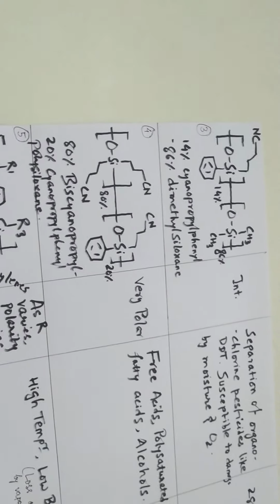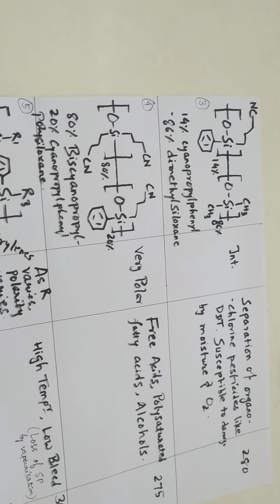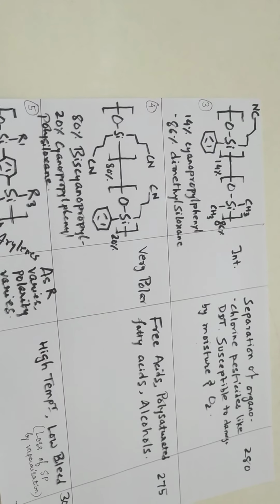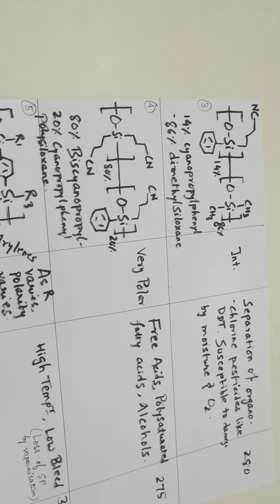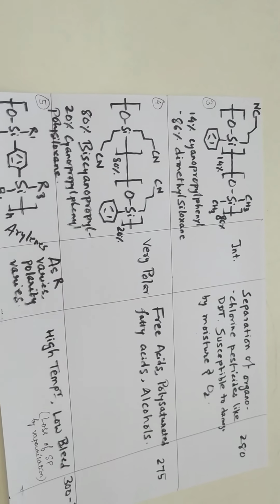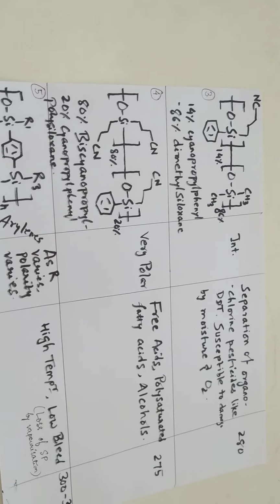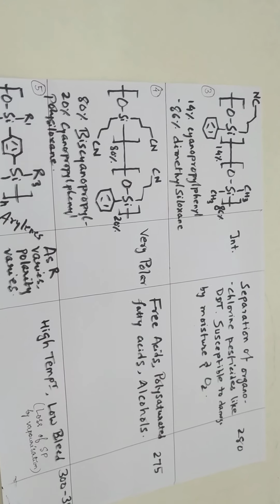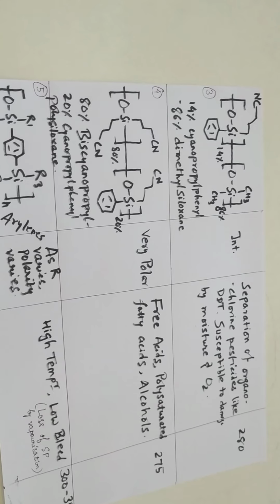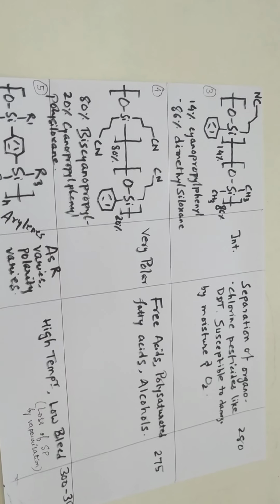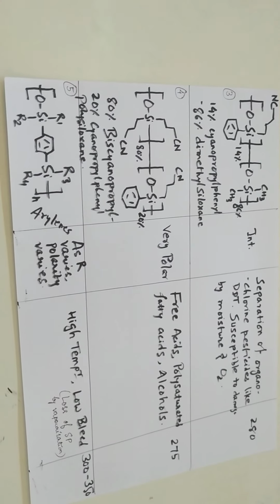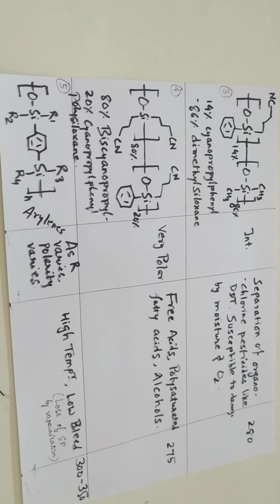The third is of the type 14% cyanopropyl phenyl and 86% dimethylsiloxane. It is also a polymer having the CN functional group, so it will be quite hygroscopic in nature, and hence the polarity is of intermediate type. It is used in the separation of organochlorine pesticides like DDT, and it is susceptible to damage by moisture and oxygen, as the cyano group is present, and the maximum temperature is around 280 degrees Celsius.